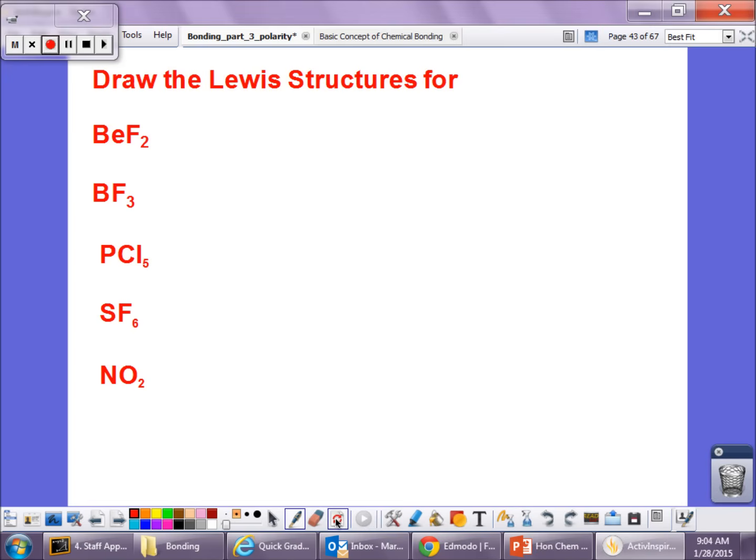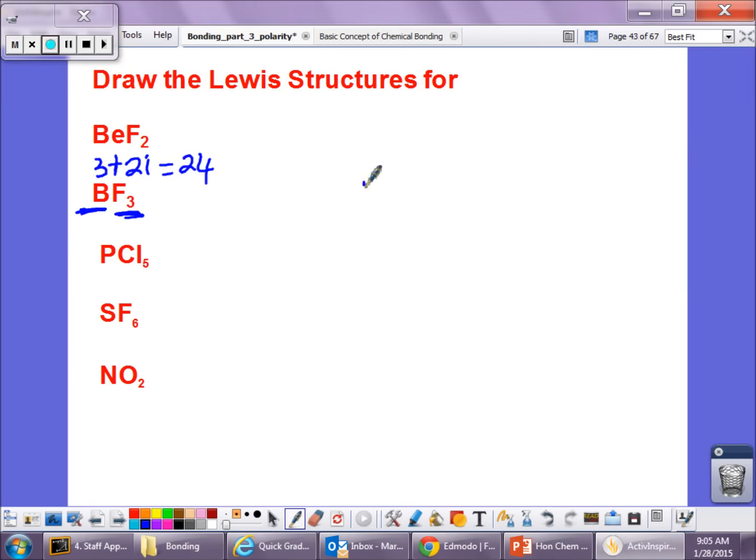This is boron. Boron is in group 3A. It has 3 valence electrons. Fluorine has 7. 7 times 3 gives me 21. Plus 3 equals 24. So this is only 1 boron, 3 fluorine.